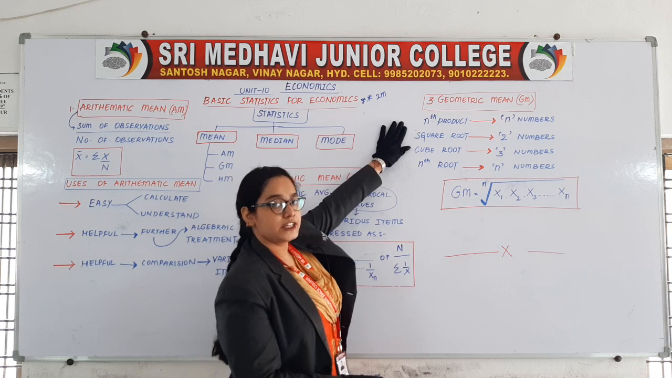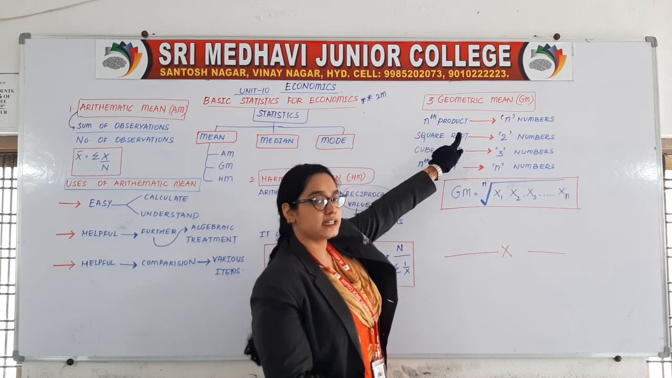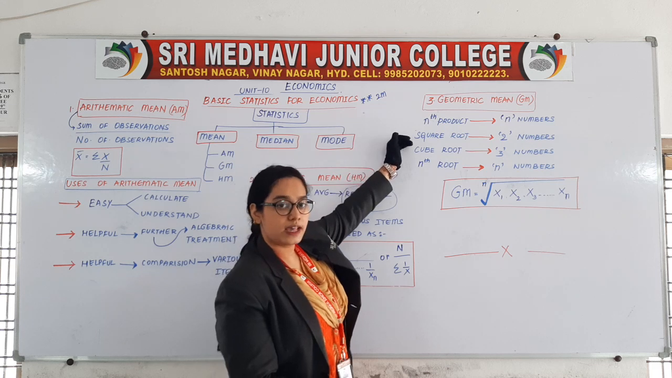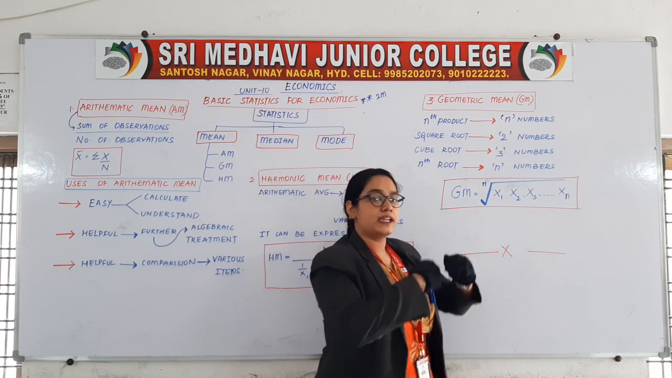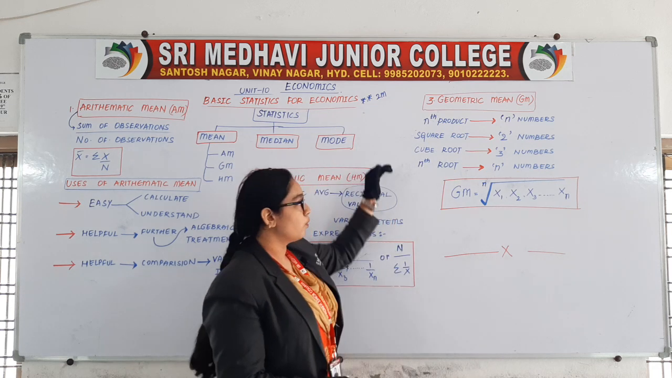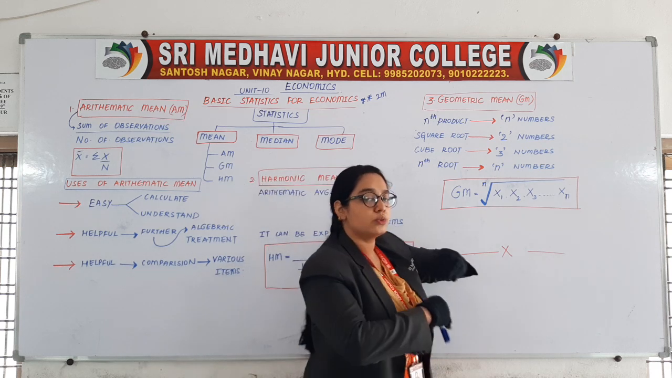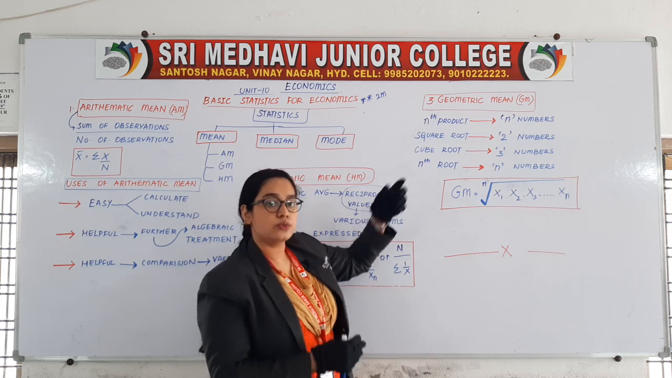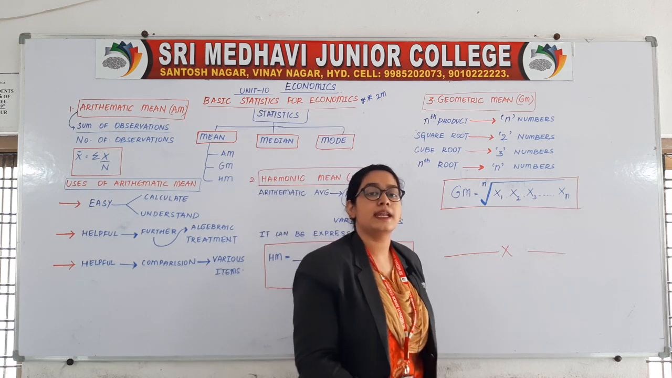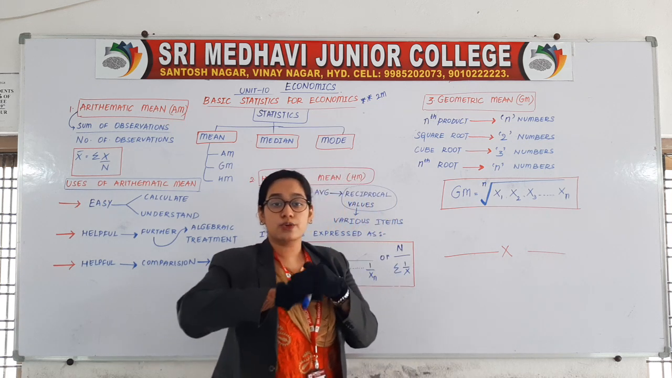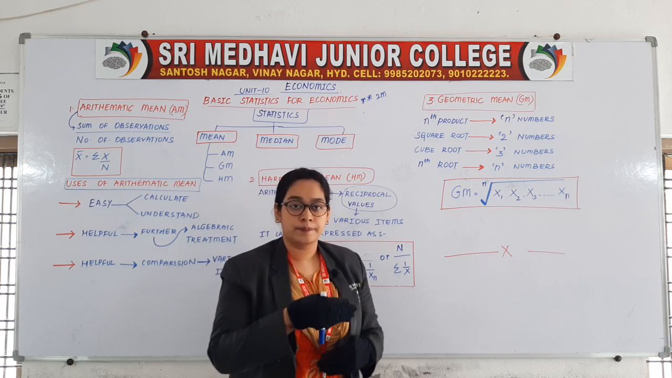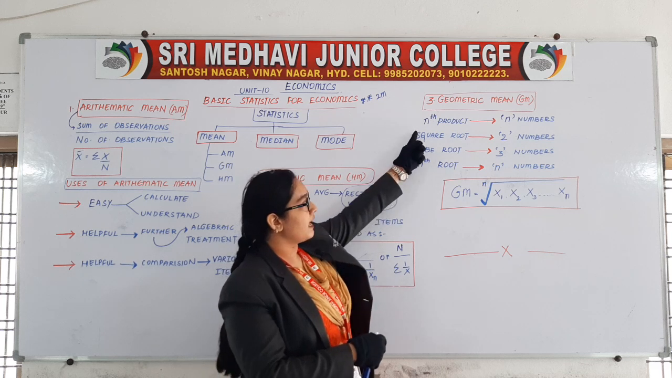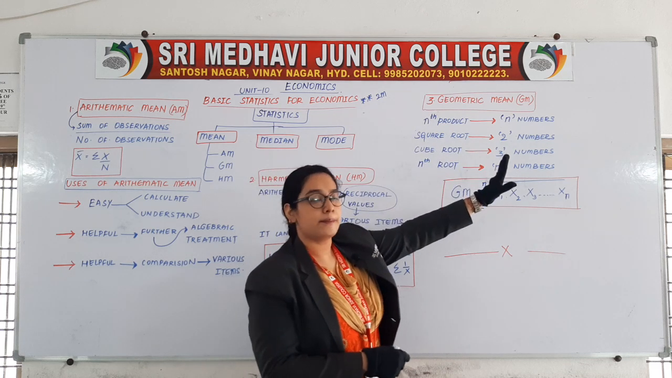The multiplication of n numbers is a product. If you are taking a square root, that means you are multiplying two numbers. If you want a cube root, then you need to multiply three numbers. If you want the nth root, then you need to multiply n numbers. Multiplication is also called product.